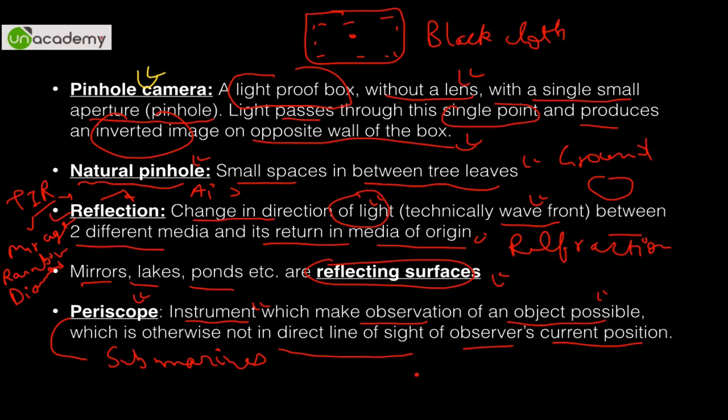So let's say this is a wall, okay, and there is an object here, and you are standing here, and there are lots of trees and something like this here. So you just make a device something like this, something like this, and like this. You place one mirror here and one mirror here, and then you are able to see this object. Otherwise it will not be visible because it's not in your line of sight, you can't see it, but with the help of a periscope, you can see it.